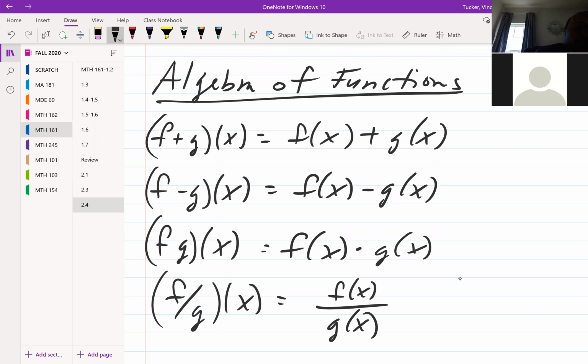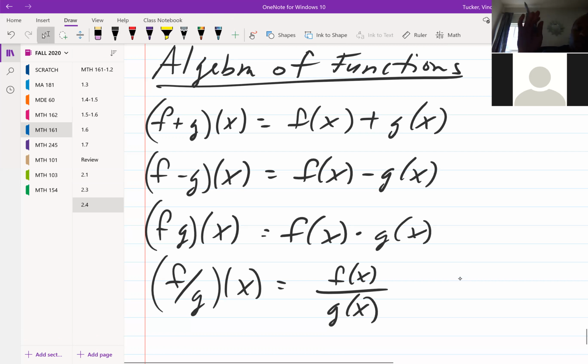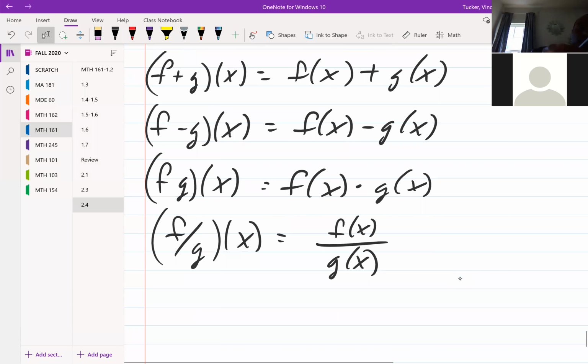All right, so algebra of functions, basically a combination of your functions. f plus g of x is f of x plus g of x, just a shorthand way of writing it. f minus g of x is f of x minus g of x. f times g of x is f of x times g of x, and f divided by g of x is f of x over g of x. Like I said, the first way is just a shorthand way of writing it.